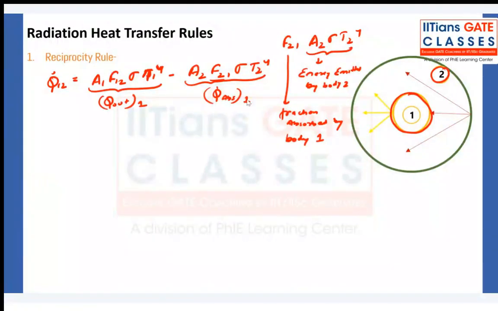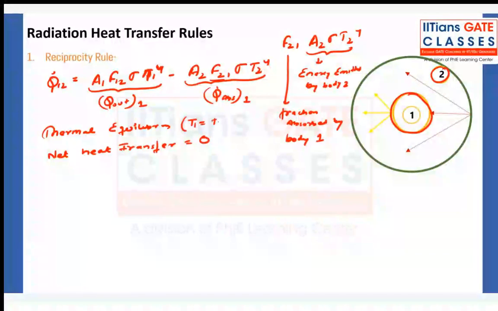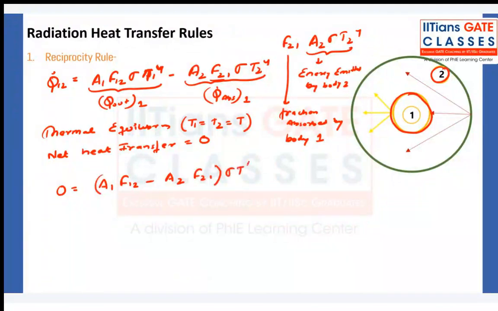Okay, if it is clear, and I am assuming thermal equilibrium, so net heat transfer will be 0. Net heat transfer, nothing is going out. Net heat transfer is equal to 0, and thermal equilibrium is there. So T1 is equal to T2 is equal to T. So I can write 0 is equal to (A1 F12 minus A2 F21) sigma T to the power 4.